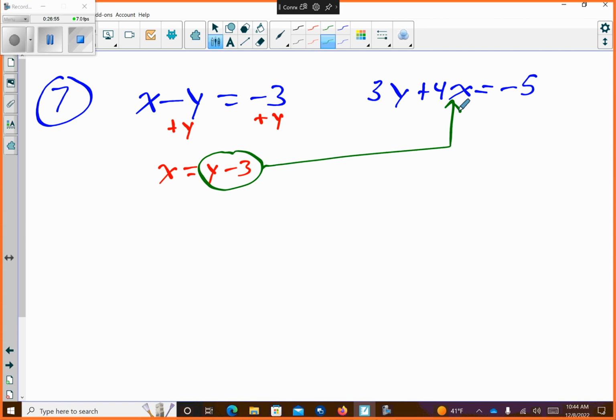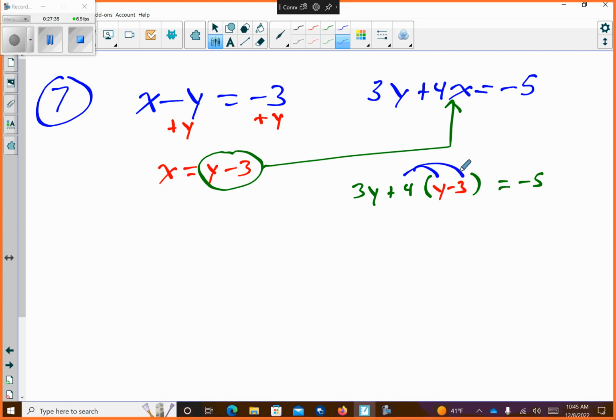Yeah, if you plug it into the one above, you're going to wind up getting an infinite solution. And that's not the answer. So be cautious. If you modify an equation to get a letter by itself, make sure you plug what that letter is equal to into the other equation. All right, so I get 3y plus 4. This was a parentheses. What was there originally in the above equation? X. What's going to go there now? Y minus 3.